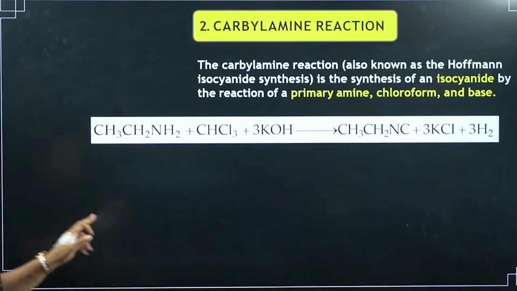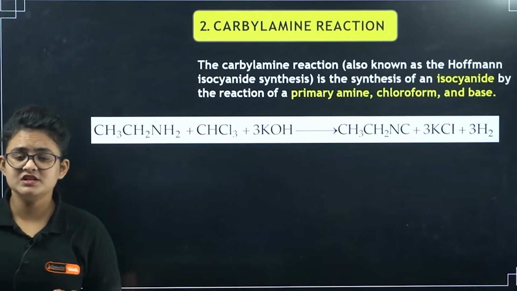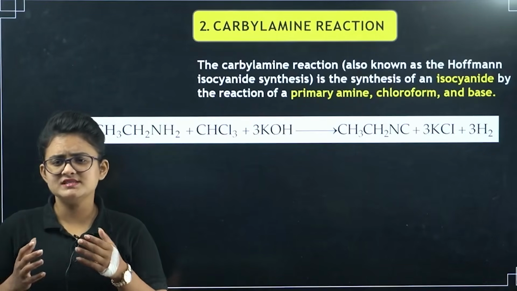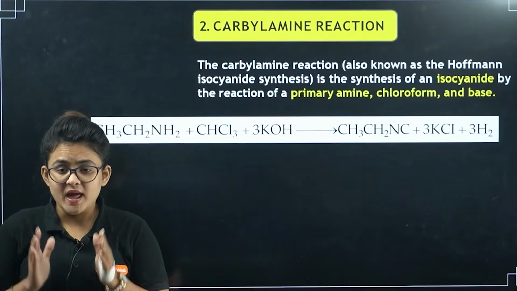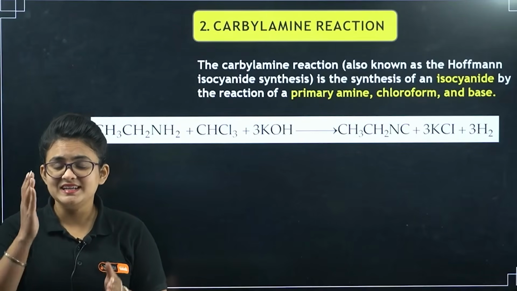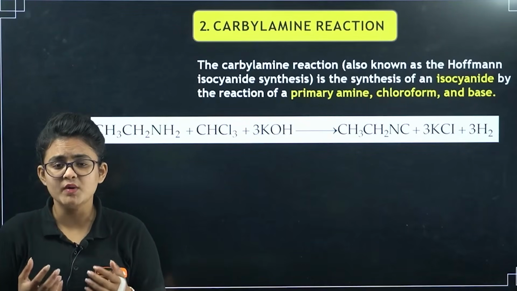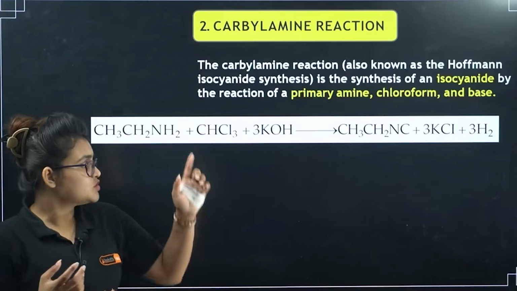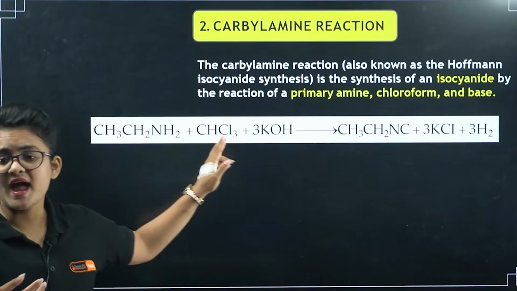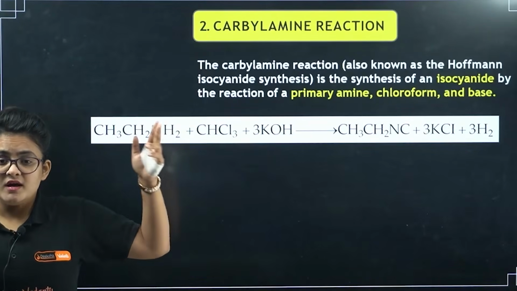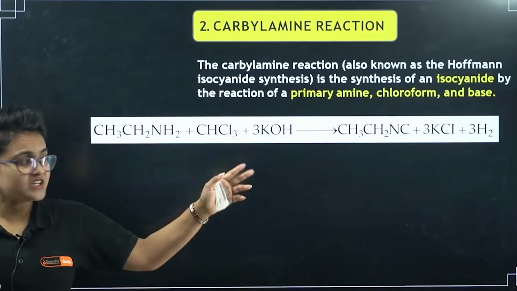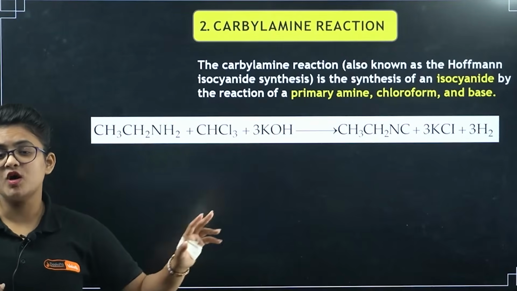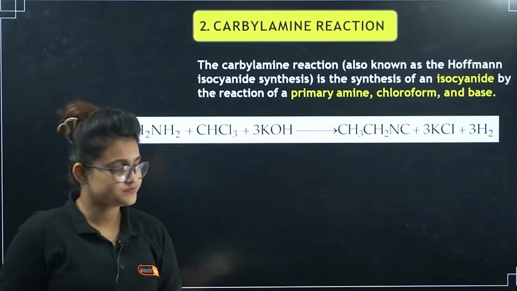Let's proceed. Here you can see the carbylamine reaction. The carbylamine reaction is performed on primary amines. It's a test that tells us, yes, my compound contains a primary amine. So what do we have to give? We have to give chloroform and KOH, and we will get a foul smell after the reaction. That indicates the preparation of isocyanide at the end.